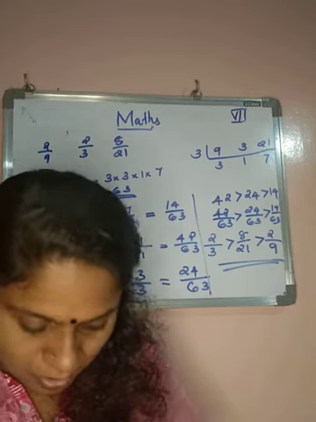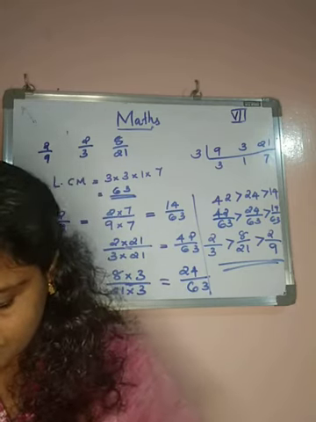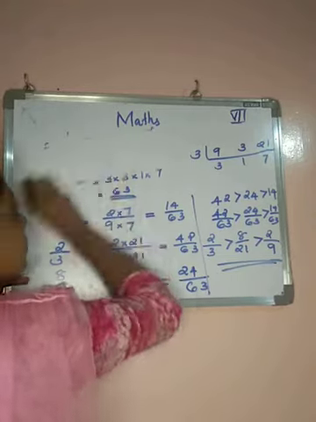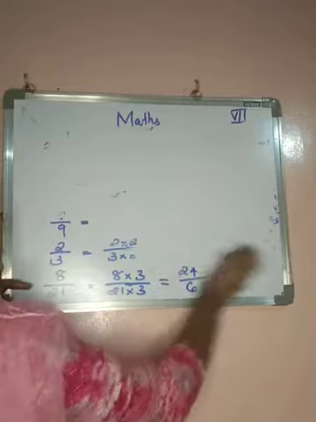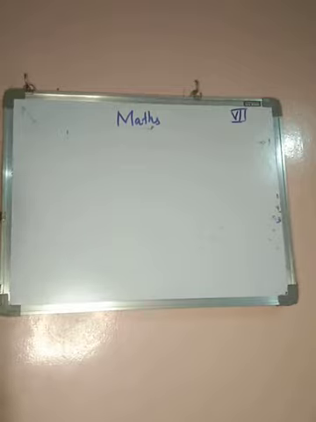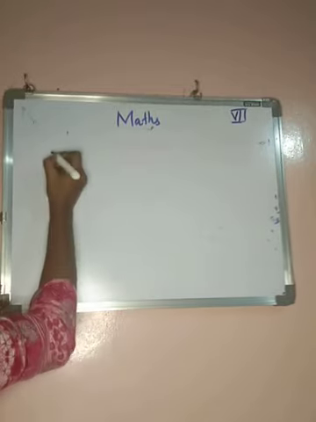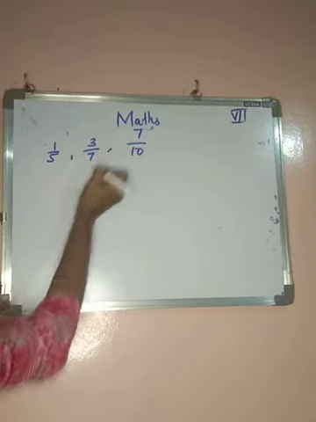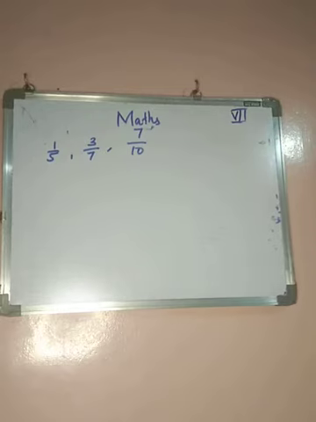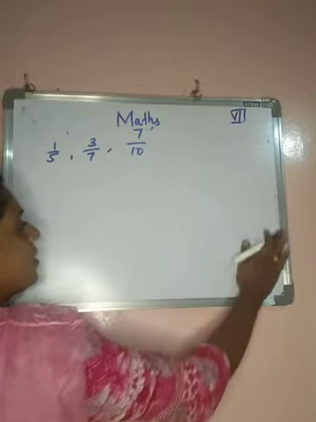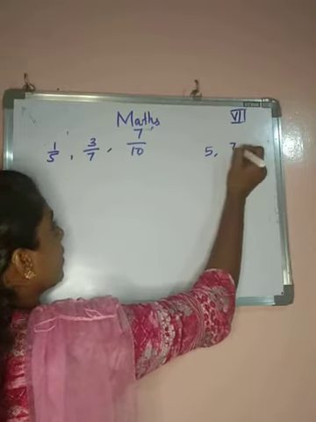Then another question: arrange in descending order 1 by 5, 3 by 7, 7 by 10. First, convert the given fractions into like fractions. First of all, we find the LCM of 5, 7, 10.